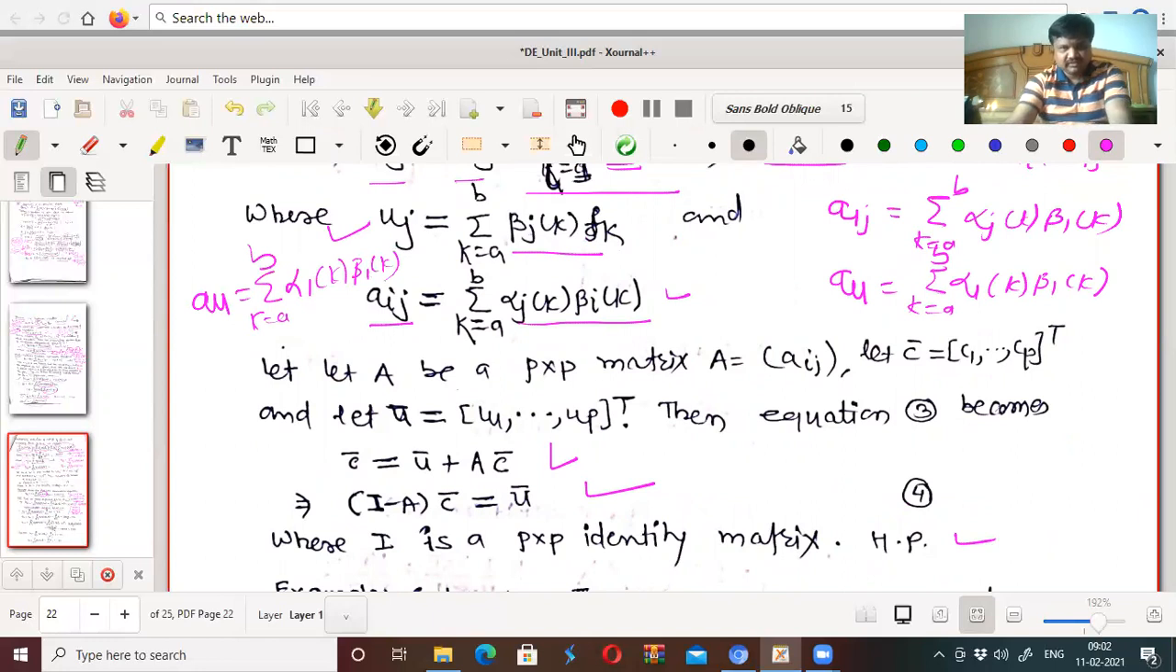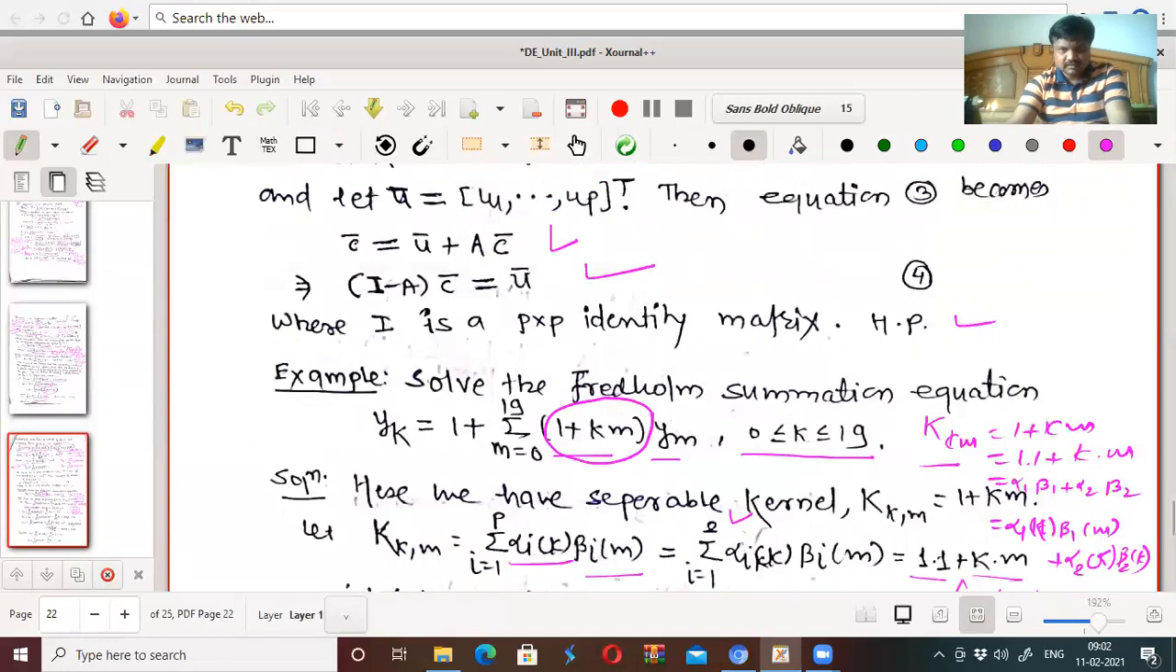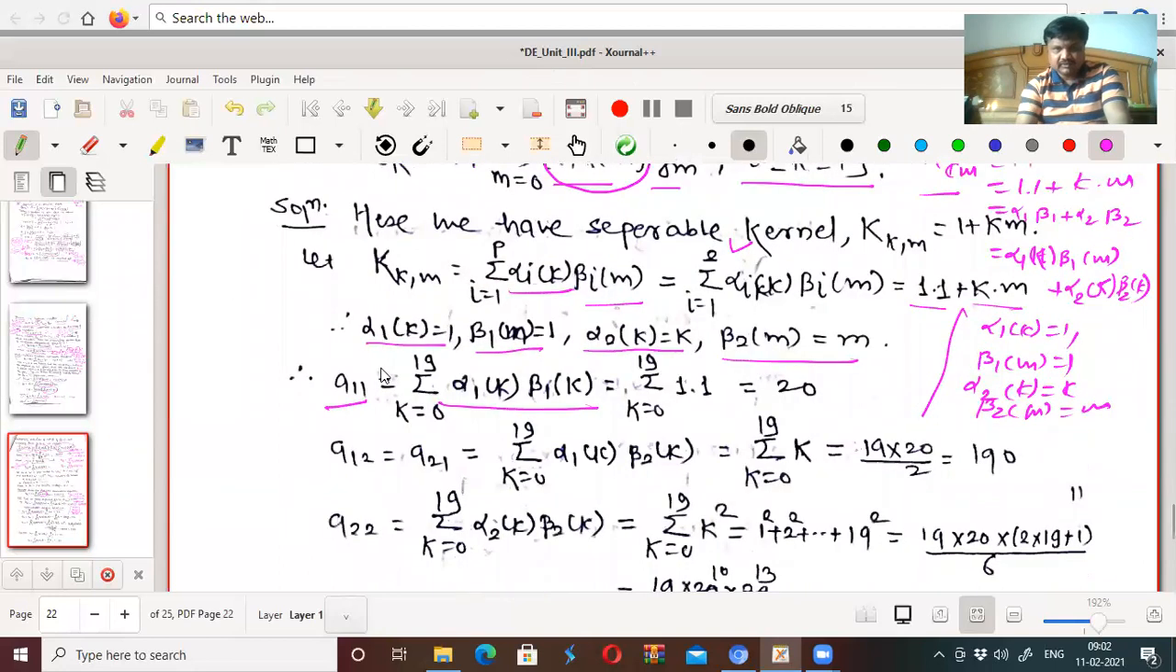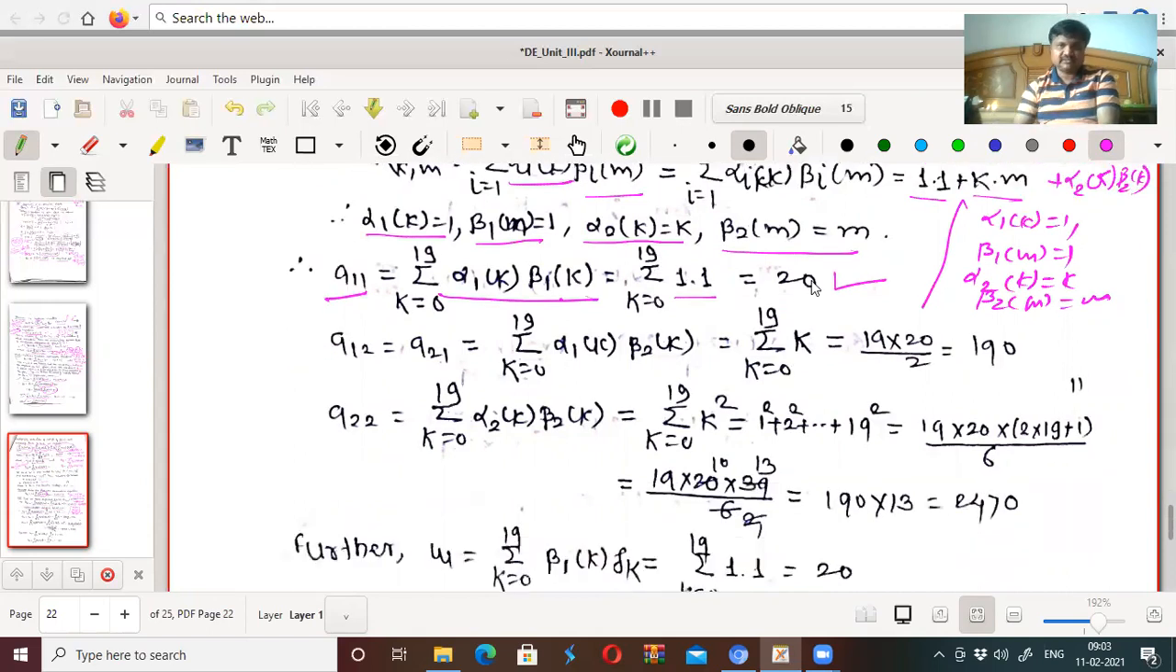Okay, so what will you get there? a11 is alpha 1k beta 1k. Now for the summation from 0 to 19, alpha 1k is 1 and beta 1k is 1, so 1 into 1. You are taking the summation from k equal to 0 to 19 of 1. If I put k equal to 0, the first term is 1, second term 1, third term 1, up to k equal to 19, which is also 1. So there are a total of 20 terms containing 1, and therefore the addition is 20.